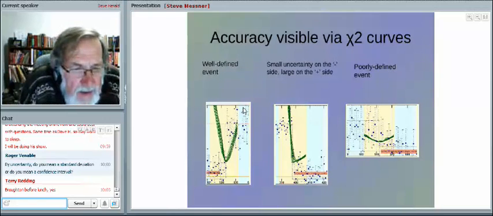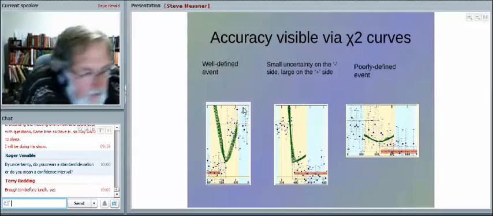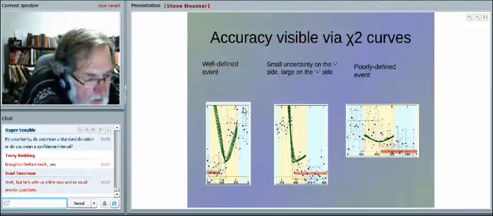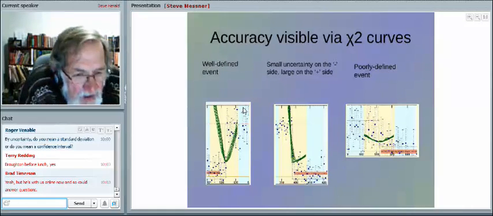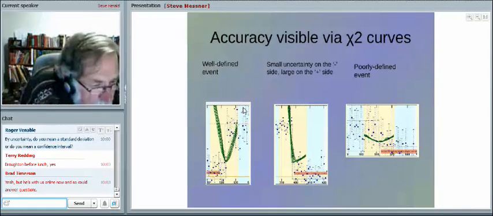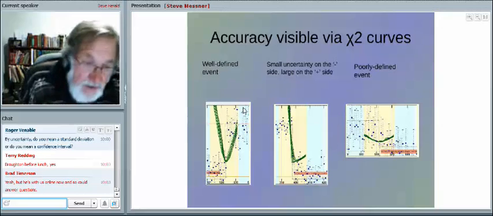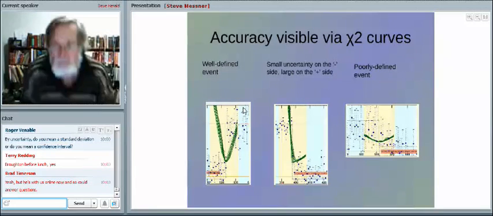Now, the third example I've got there is with the chi-square curves. You can see it's a very shallow curve, and that's showing that the uncertainty is quite large. Well, it's not a well-defined event compared to the left-hand one.